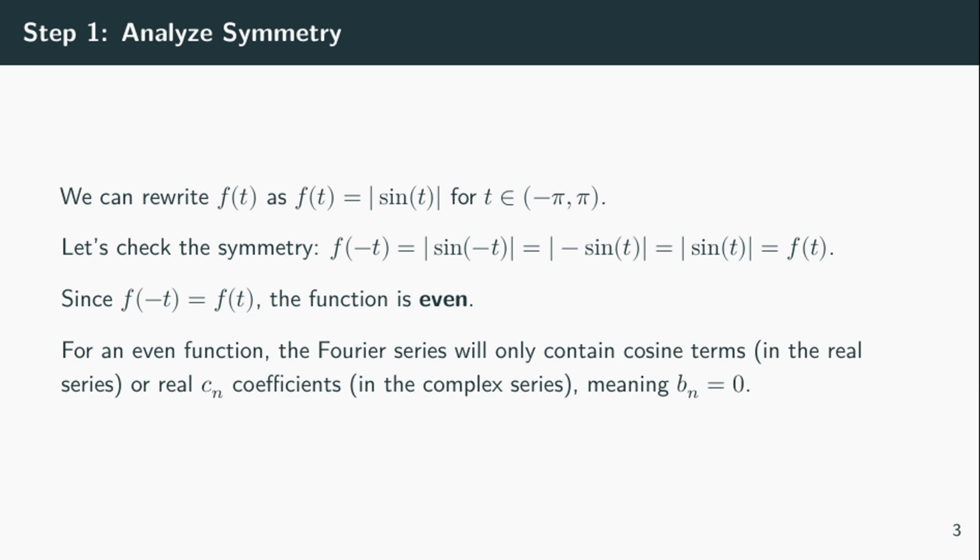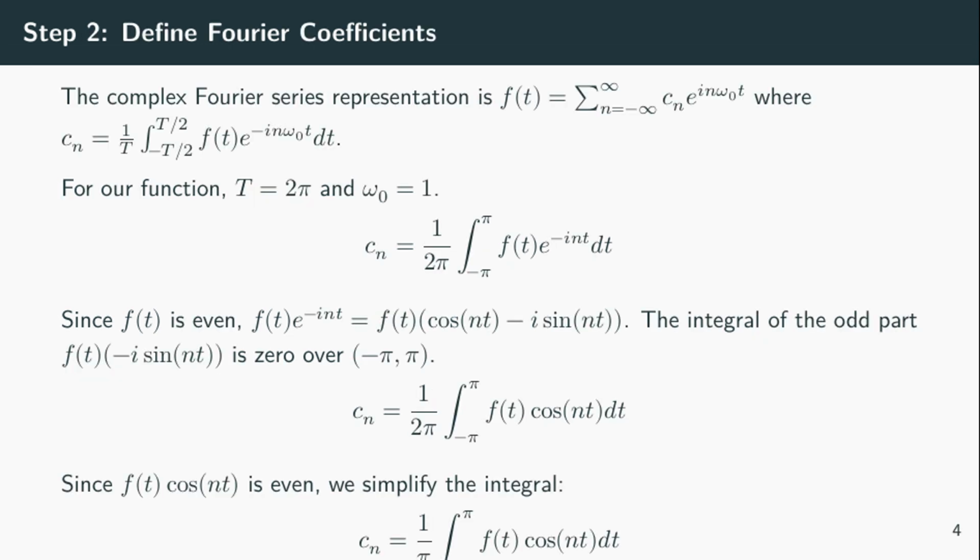For an even function like this, the Fourier series has a special property. All the sine terms in the real Fourier series are 0, or in terms of complex coefficients, the b coefficients are 0. This means we only need to worry about the cosine terms, or the real part of the complex coefficients. Let's define the Fourier coefficients using the complex series representation.